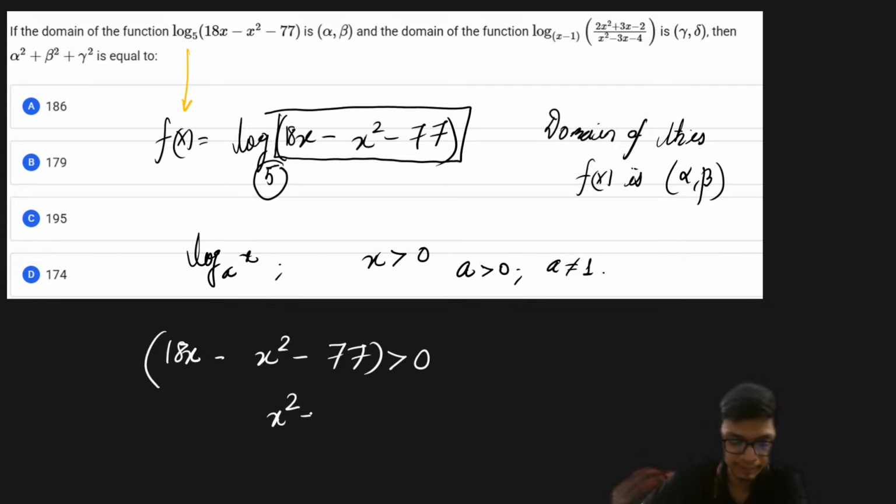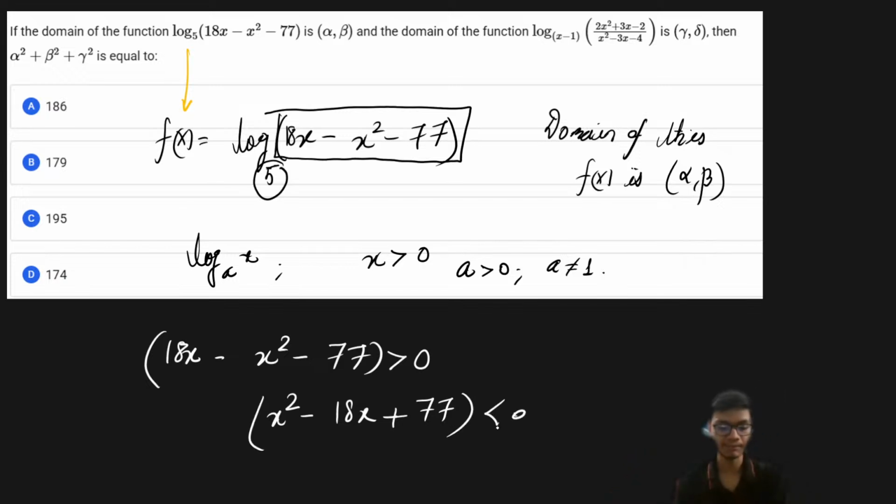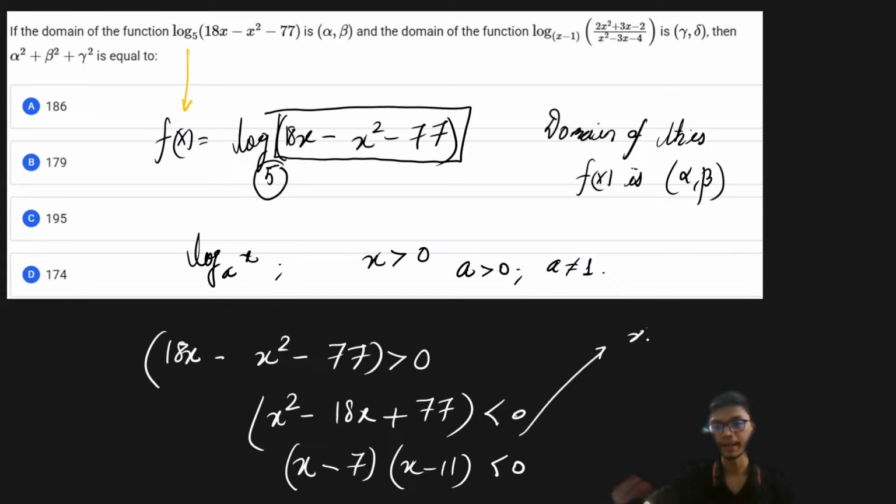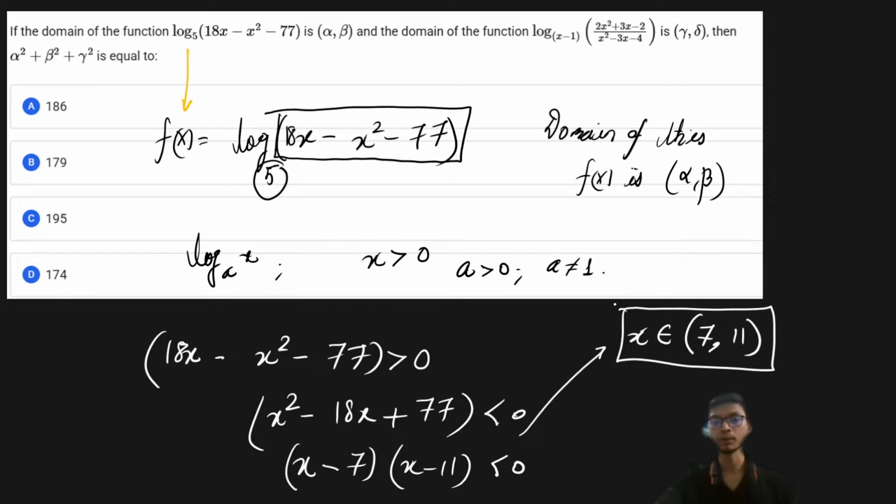So therefore we will have x squared minus 18x plus 77 less than 0, right? I just change the sign, and from here this is basically a quadratic equation. I can factorize this part as (x minus 7)(x minus 11) less than 0, right? So from this inequality we will have x lying between 7 and 11.